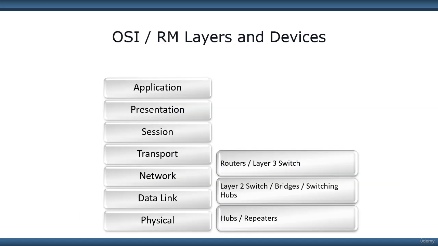Here's a look at the OSI reference model and how these lay out. So physical devices are going to be hubs and repeaters. Okay, data link devices are going to be most commonly the layer 2 switch in modern networks. Older networks might have used bridges and switching hubs. And then the network layer is going to be a router, always, or a layer 3 switch. A layer 3 switch is a switch that technically operates at both layer 2 and layer 3 and is capable of both types of forwarding.